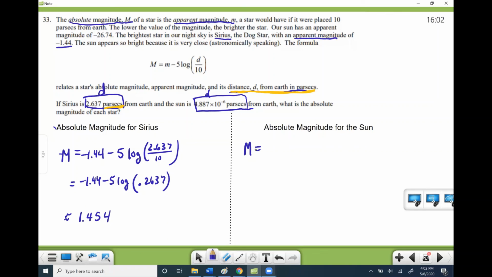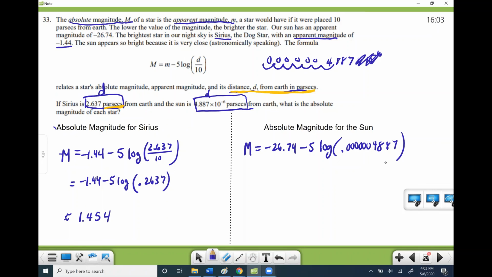So m equals, what was its apparent little m? Negative 26.74. Let's dissect this, because I don't think it's easy to plug into the calculator. I'm going to move the decimal place 6 times: 1, 2, 3, 4, 5, 6. Then we still have to divide that by 10, which makes it even smaller by 1 more decimal. So it's going to be point, with 6 decimals, 4, 8, 8, 7. Let's see what we get. These aren't easy to plug in.